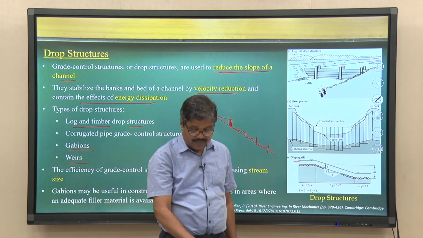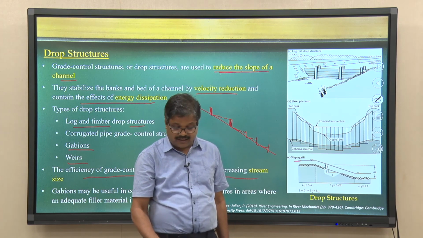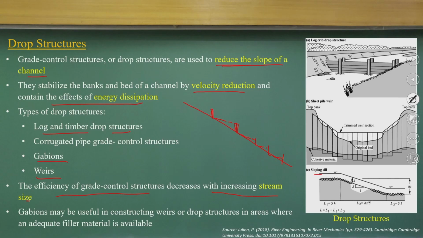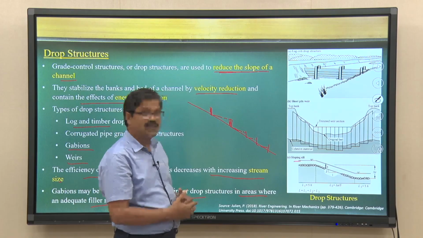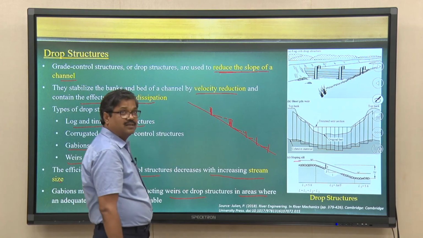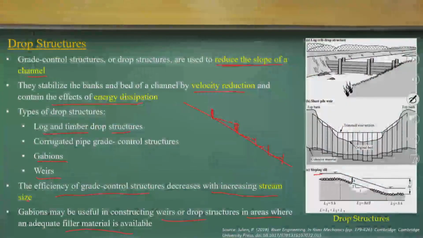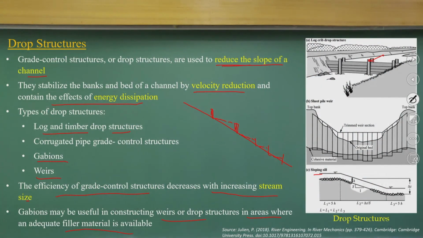Basically, the efficiency of grade control structures decreases with increasing stream size. Gabions may be useful for constructing drop structures where adequate filter materials are available. So, these small structures are used as drop structures to reduce the velocity and start sedimentation. How to design all these drop structures, you can follow any of the textbooks, but it is a very easy concept to understand how we reduce the slope of a stream.